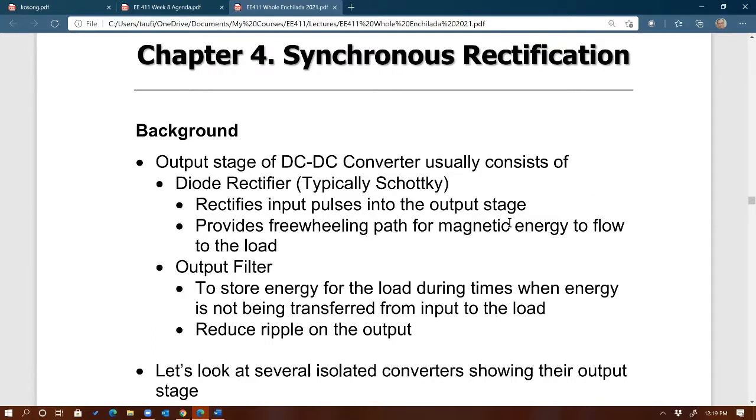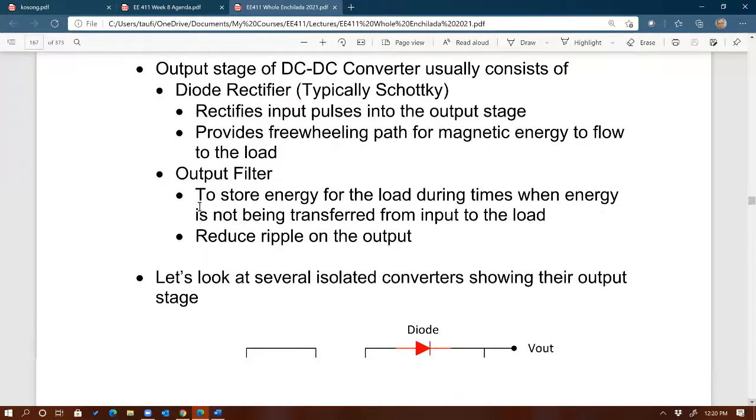It also provides a freewheeling path. A buck converter is a good example, where the diode in the middle is used for freewheeling the inductor energy. The inductor can discharge its energy through this diode. So those are the two basic functions of a diode used in a DC to DC converter. Number one is to rectify input pulses into the output stage, and number two is to provide a freewheeling path for magnetic energy to flow to the load.